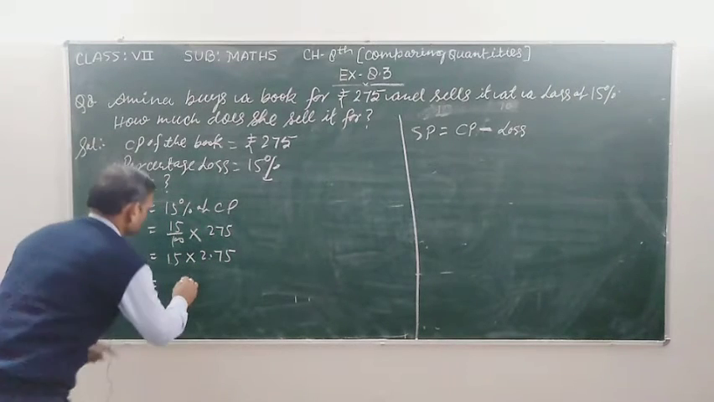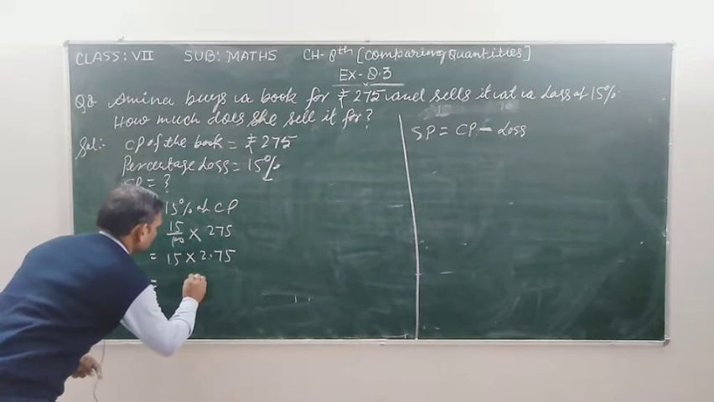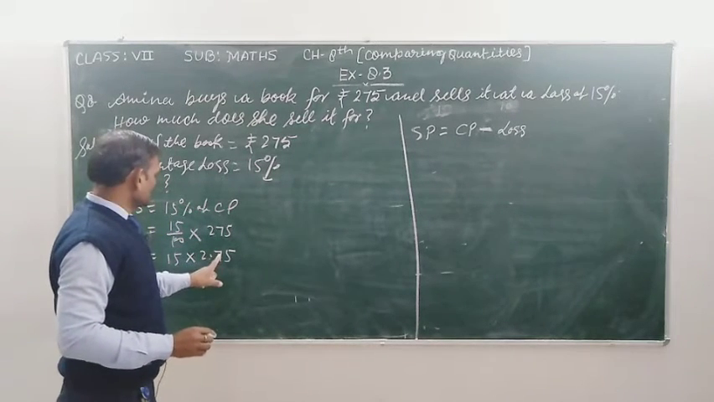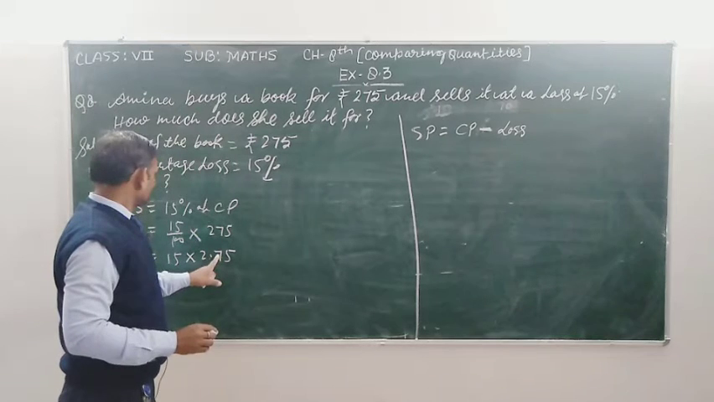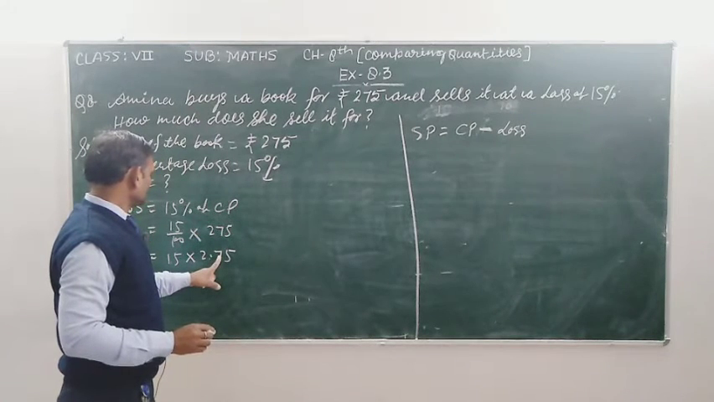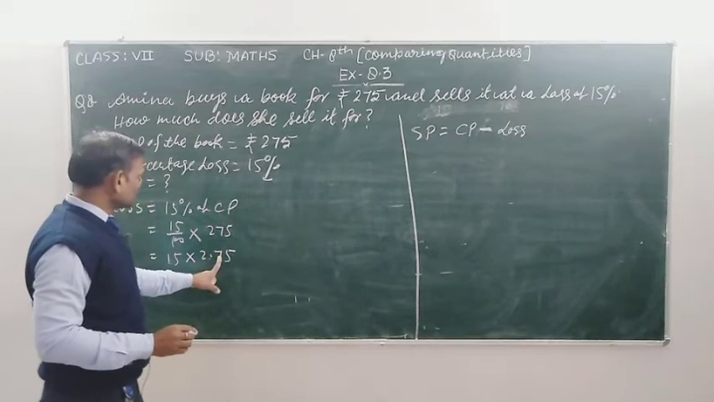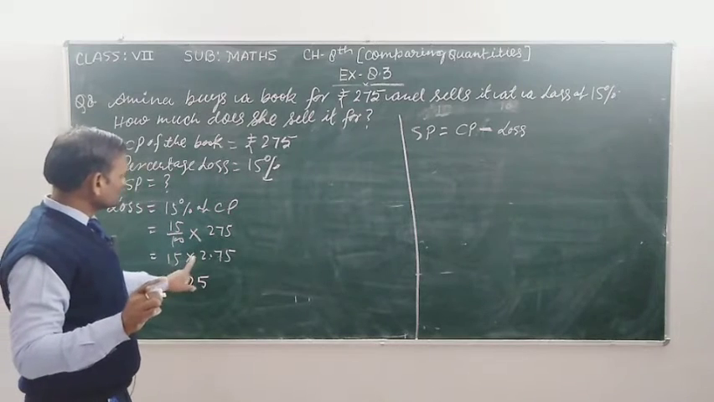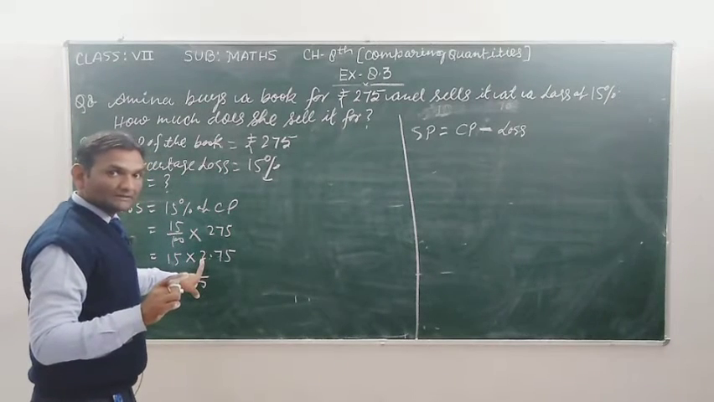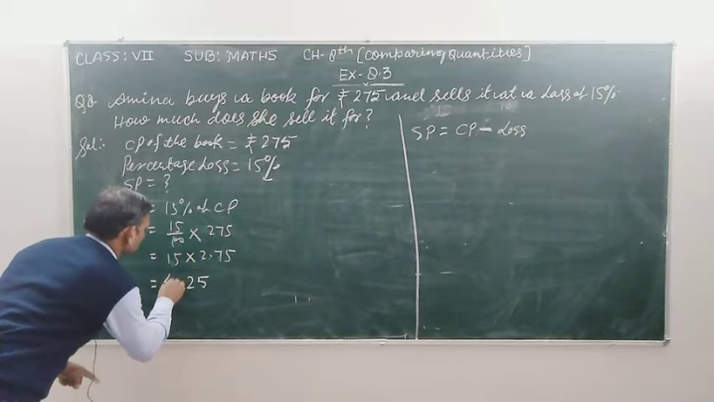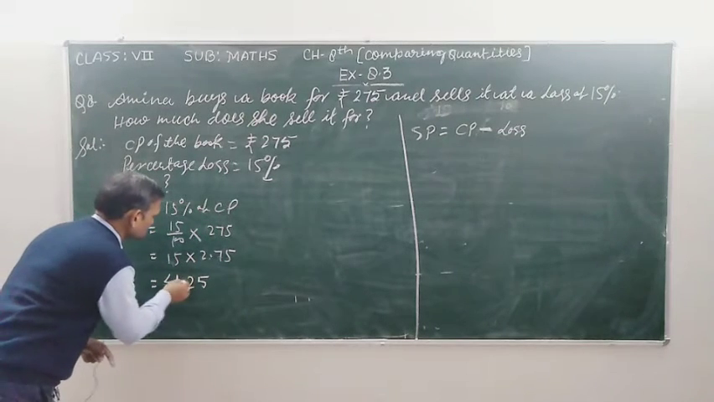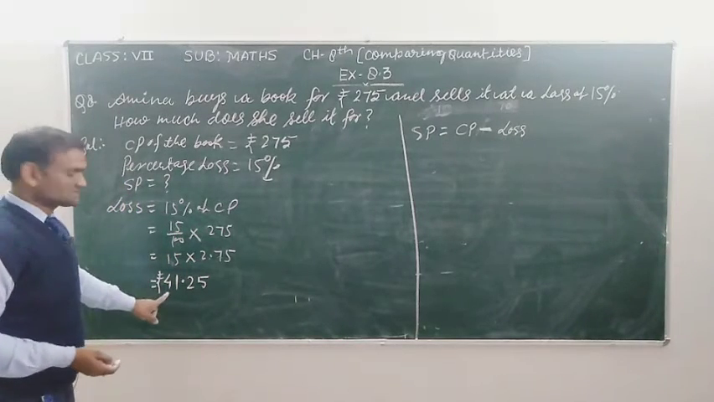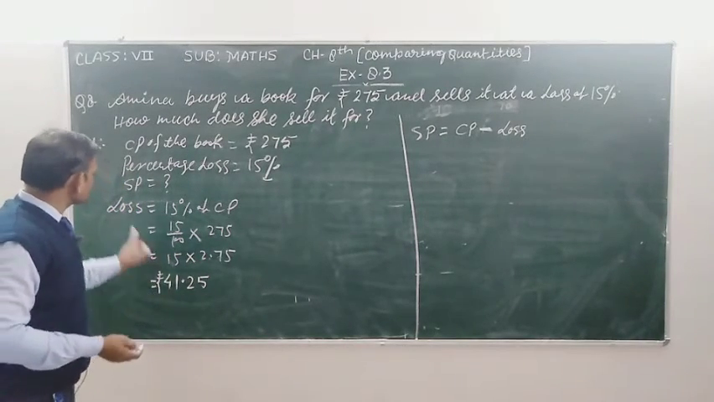15 times 5 is 75, that is 5, 7 is carry. 15 times 7 is 105, 105 and 7 is 112, that is 2, 11 is carry. 15 times 2 is 30, 30 and 11 is 41, that is 41. After 2 digits we use the decimal. This is in rupees. This is the loss. You have found out the loss in amount.